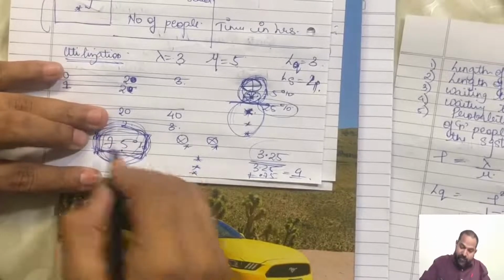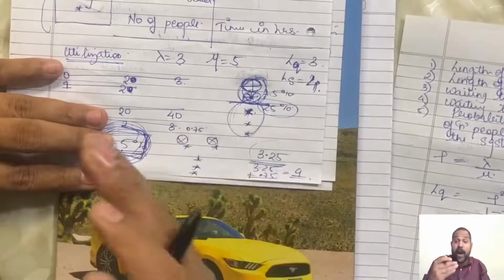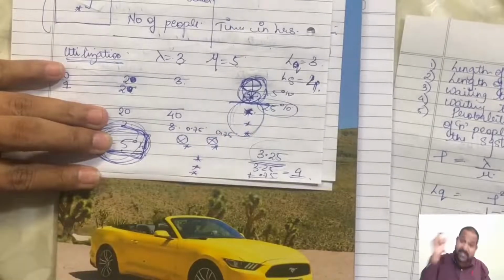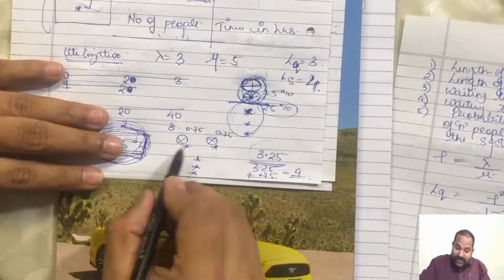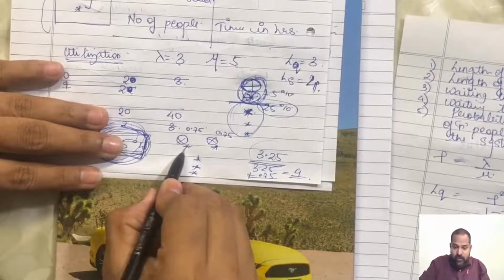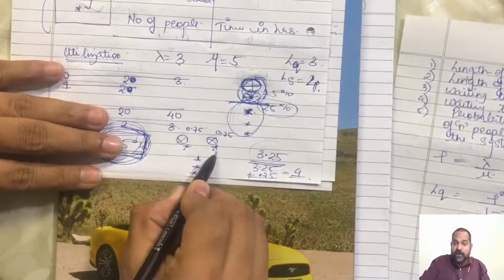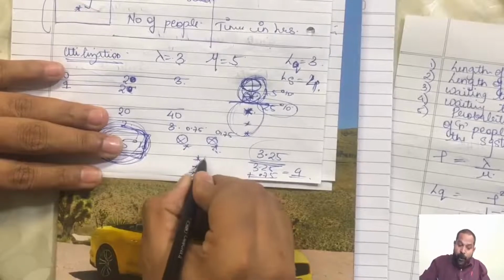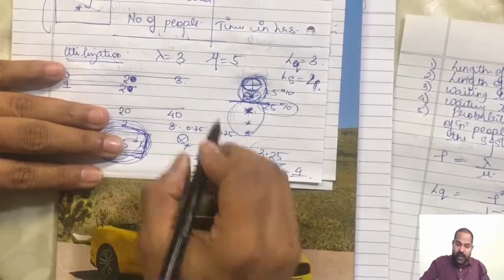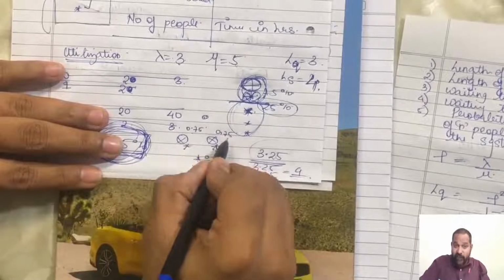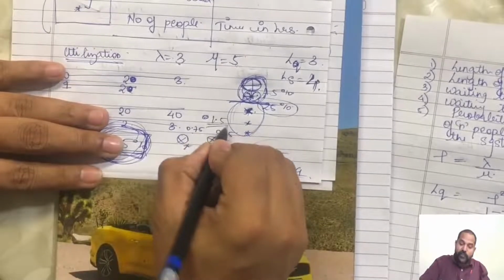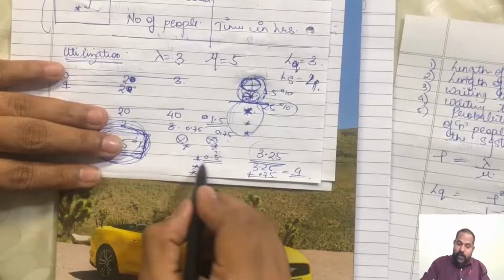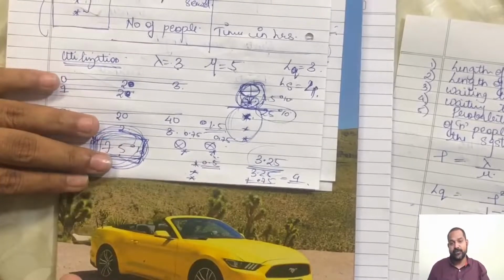My efficiency is 75%, so only 0.75 part of the person is served. And here also only 0.75 part of the person is served. There is still a 0.25 from here that is not served, and a 0.25 from here that is not served, which means both together 0.5 is still not served, and 0.75 plus 0.75, which is 1.5, is served. So it's not 3 plus 2, 5. It is 3.5 plus 1.5, which is 5.